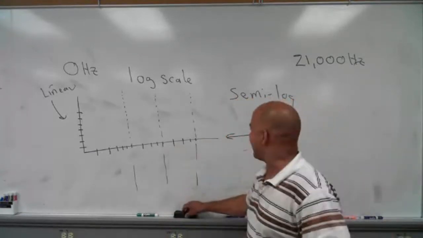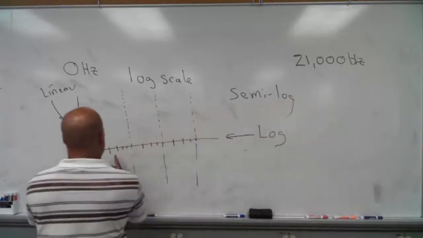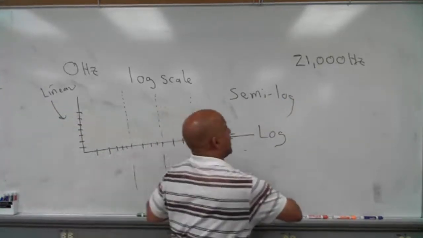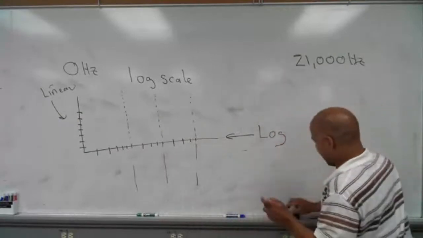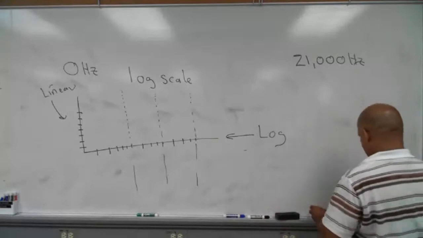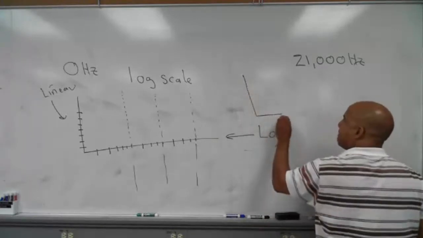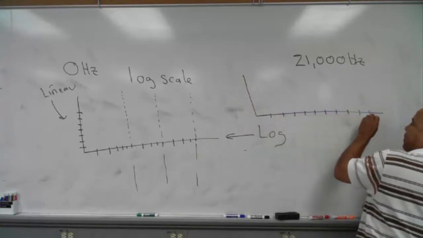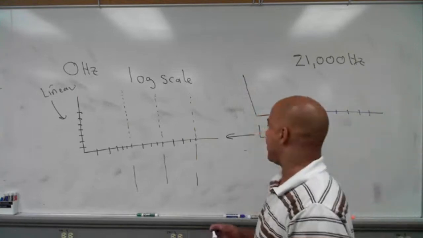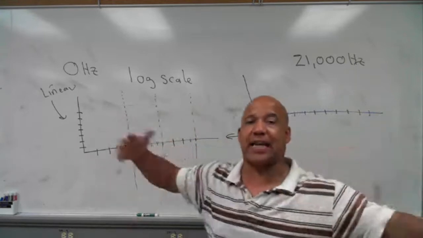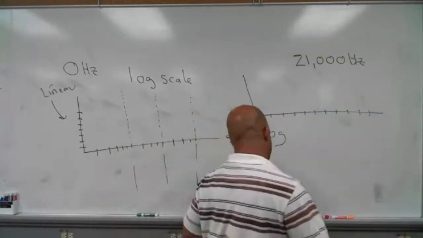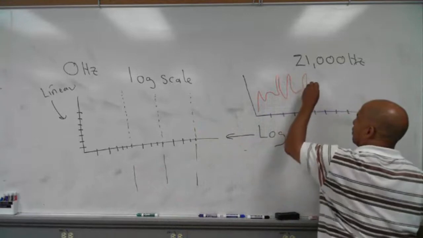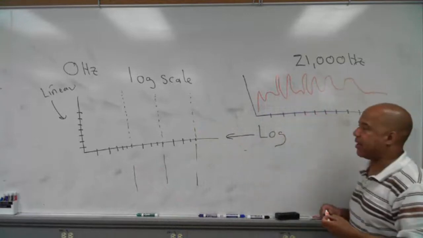Basically, what this does is by making the tick marks closer and closer together as we move from left to right, what you're doing is, imagine that I have a linear scale. So these tick marks are evenly spaced. And let's say I make a graph of something. Now, I could not use the semi-log paper if I had a lot of changes in my graph. Here's what I'm saying. Let's say my graph did this. Let's say my graph did that.